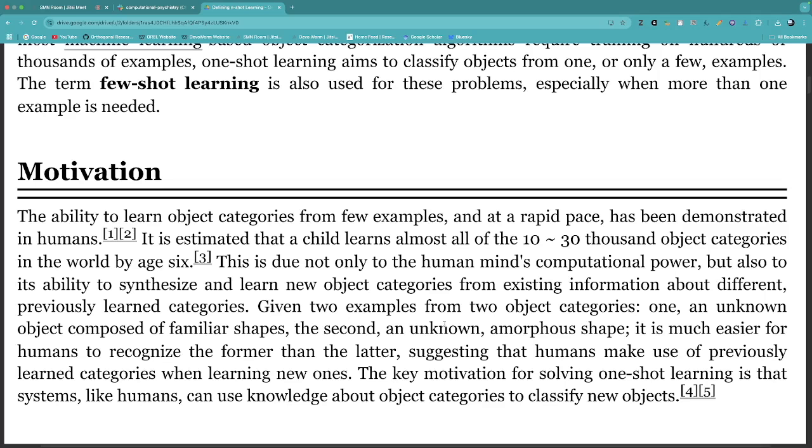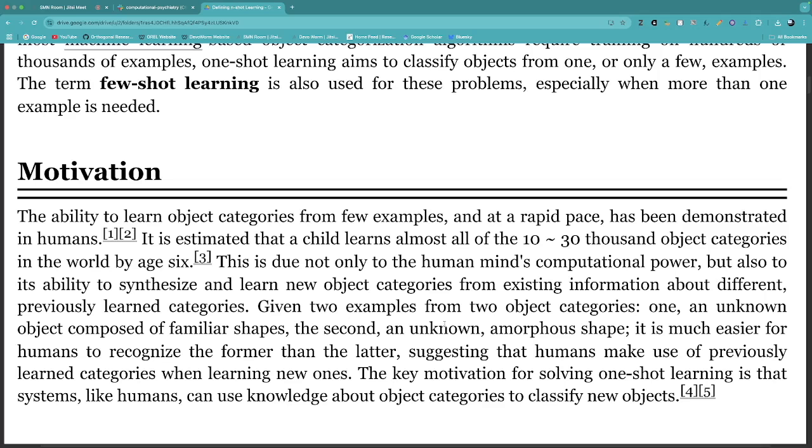And as we talked about this in the data sets that exist for children or that were acquired from children, where you have these natural scenes, and then you also usually have some semantic component or some complement of linguistic data that are attached to that. So we have labels as well as images and features. This is due not only to the human mind's computational power, but also to its ability to synthesize and learn new object categories from existing information about different previously learned categories.